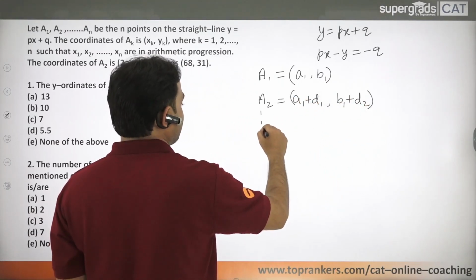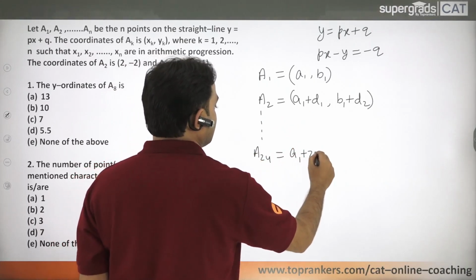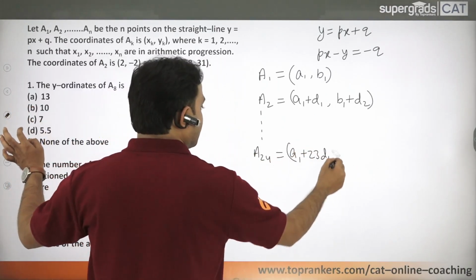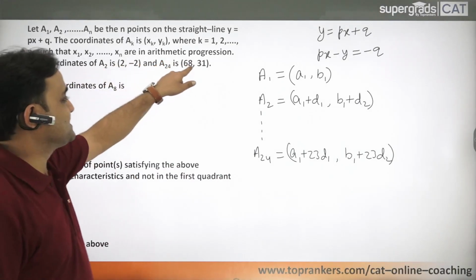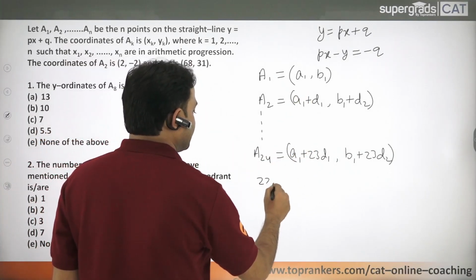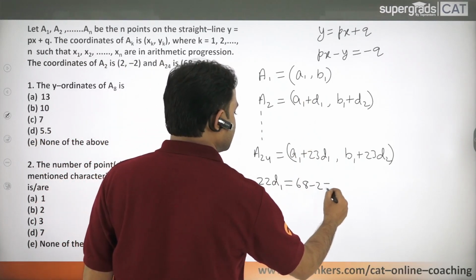And similarly, A24 will become A1 plus 23D1, and the y coordinate will be B1 plus 23D2, right? Can we find the value? Yes, definitely we can find the value. 2 and 68. In this case, if you subtract this minus this, we get 22D1 is equal to 68 minus 2, which is equal to 66.